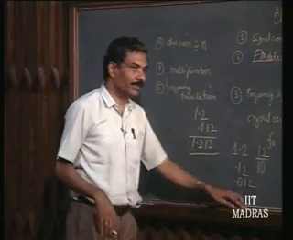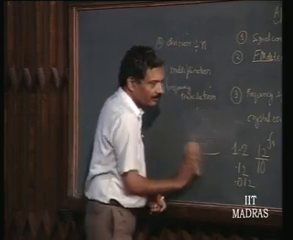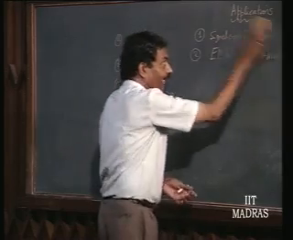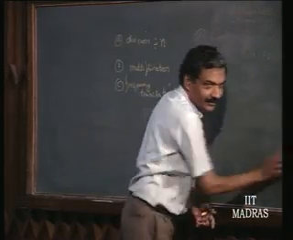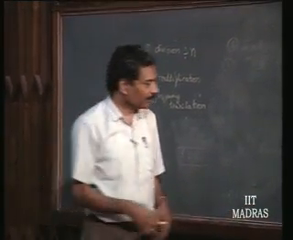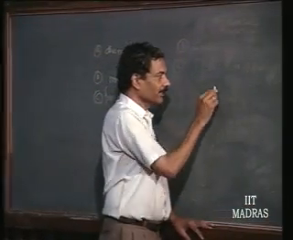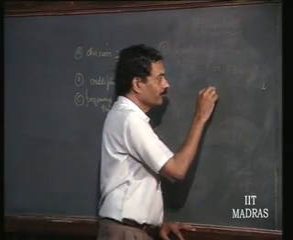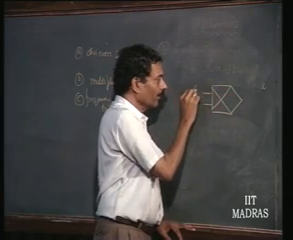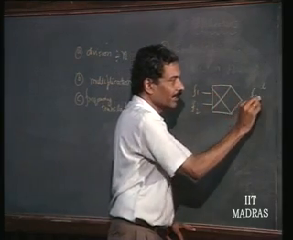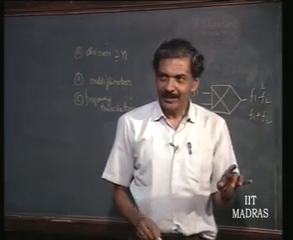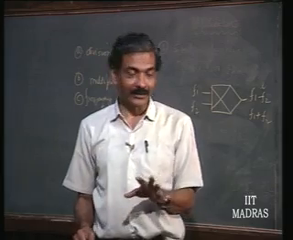Now, how do I do frequency translation? Can you tell me how? Yes, that is correct, but that is not fully correct. I simply multiply. So, if I use, let us say, a multiplier with inputs f1 and f2, here you will get f1 minus f2 and f1 plus f2. What I want is either f1 plus f2 or f1 minus f2.